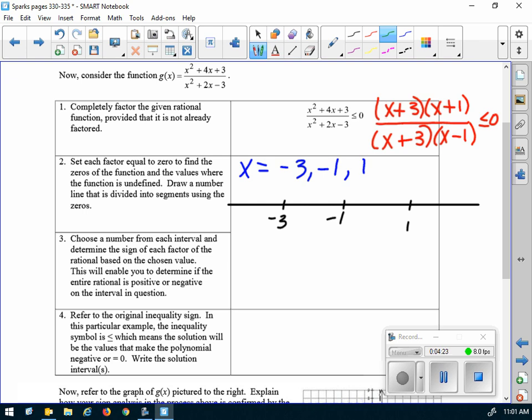We good there? Let's pick a number less than -3. -4, fine. A number between -3 and -1, -2. Between -1 and 1, please pick, thank you, and bigger than 1, fine.